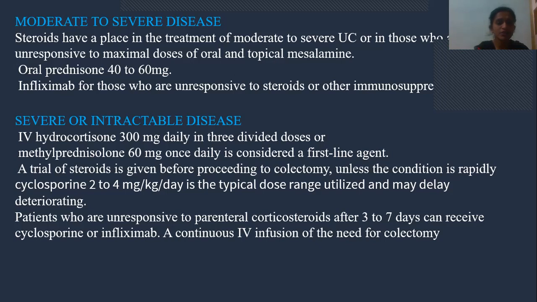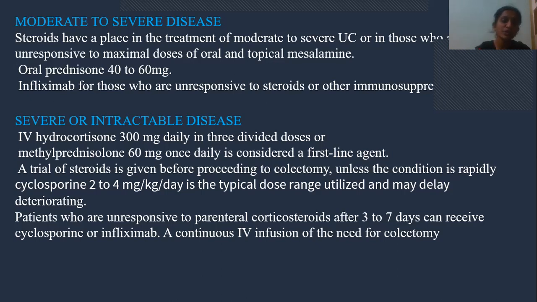Then a trial of steroids is given before proceeding to colectomy. If we are planning for colectomy, initially we can give a trial with steroids. If the patient is responding to steroids, we can stop; it's not required to go for colectomy. So we have to give a trial of steroids, unless the condition is rapidly deteriorating. If the condition is not rapidly deteriorating, then we can give this trial, or else we should not go for trial and error. Directly we have to go for colectomy.